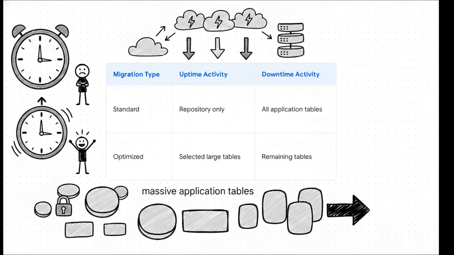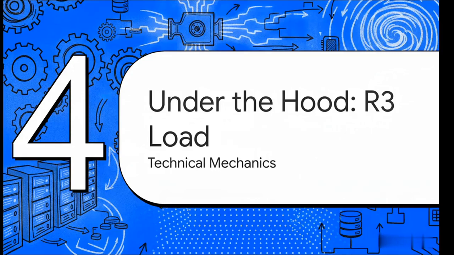which obviously really extends your downtime. But with the downtime optimized option, you isolate large tables that your active business users don't immediately need, and you migrate them during uptime. This leaves just a tiny fraction of tables to be moved during the actual downtime window. Talk about incredible efficiency.